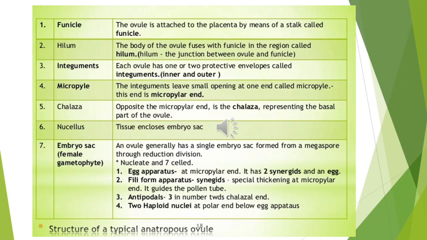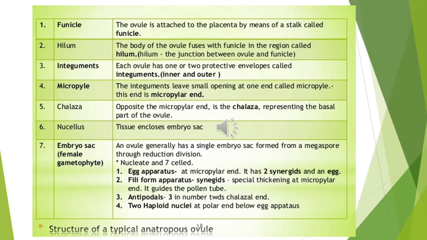In the embryo sac, you can see there are two protective envelopes, leaf-like structures that cover the embryo sac. These structures are called integuments. They are two in number, inner and outer integuments. The end towards which the integuments are open is called the micropyle, and the end opposite to the micropyle is called the chalaza.